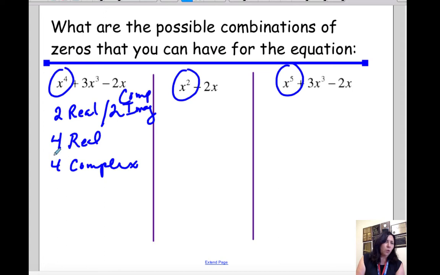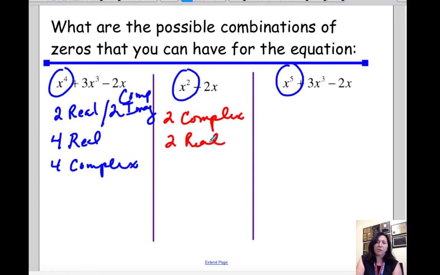You can't have 3 and 1. Because I can have 3 real, but I can't have 1 imaginary. Imaginary numbers only come in 2. So I either have 4, or I have 2, or I have none. And that's it. For this problem here, for the x squared, I could have 2 complex, or I could have 2 real. You can't have 1 and 1 because, remember, complex come in pairs.